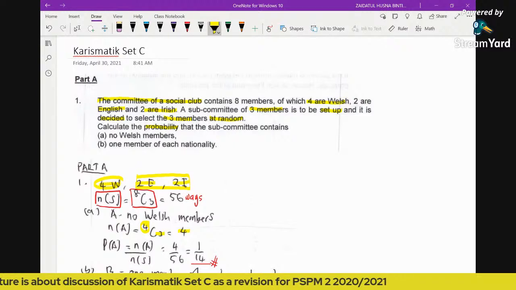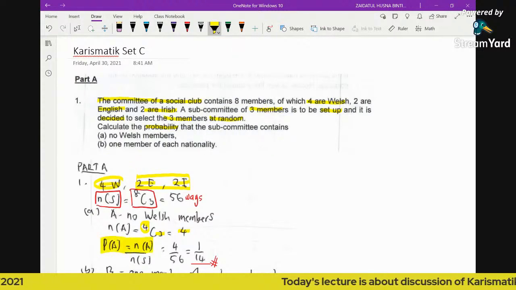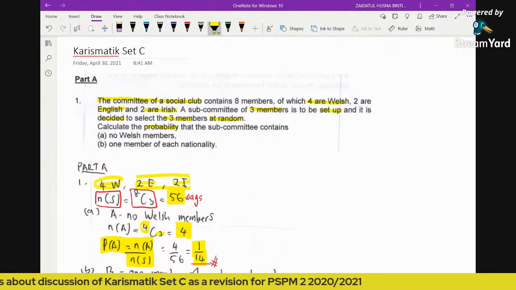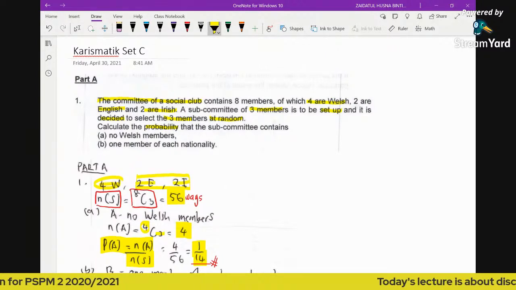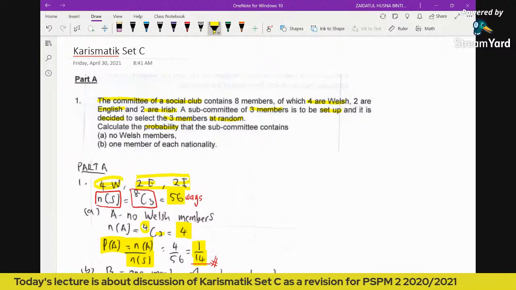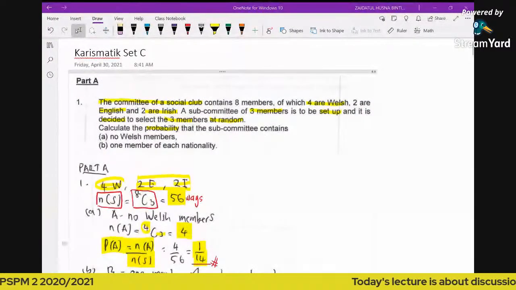When it comes to probability, P(A) is equal to n(A) divided by n(S). This is the formula, and we just get the 4 here divided by 56, and you have the answer to be 1/14. I need to remind you that even though topic 7 will not be tested directly, it can be related to topic 8, where we can still have permutation and combination, but the question will ask you about probability of this.